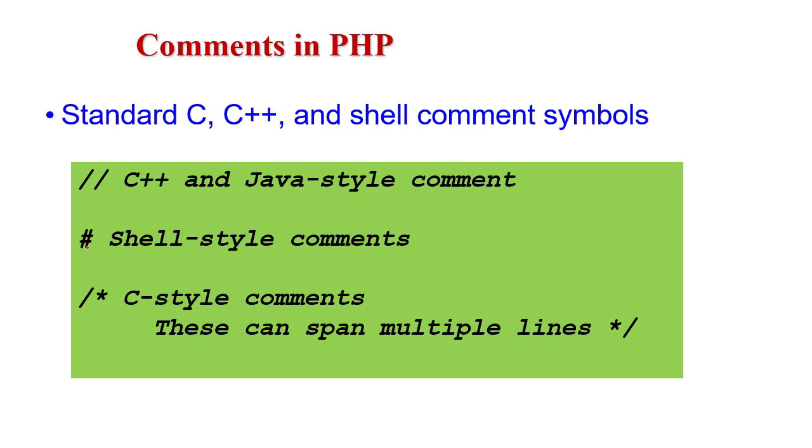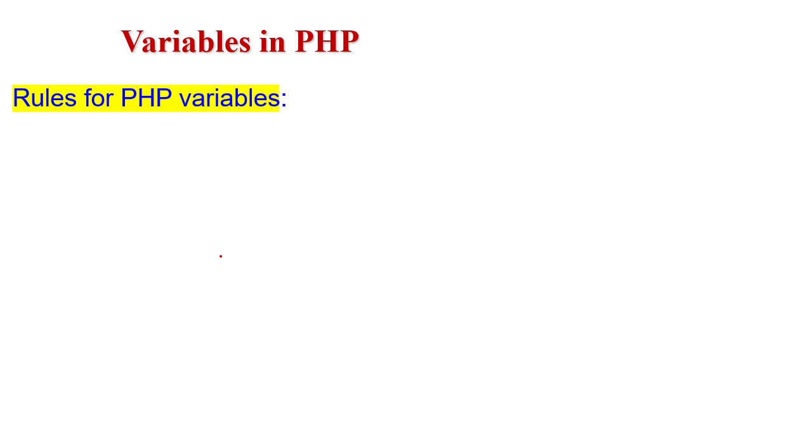For a single line comment you can also use this hash symbol, and for multiple lines you can use slash star and star slash for multiple lines comment. Now let us move towards the variables in PHP. So let us see the rules for PHP variables.